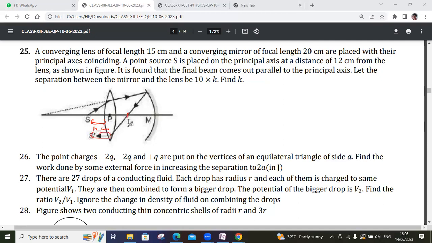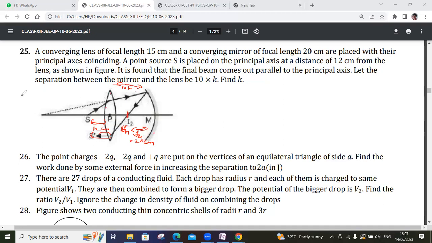So this is the mirror and this is the lens. This will be mirror's focal point, so this will be fm, which is 20 centimeters. This will be for sure, right? So then they are asking, let the separation between the mirror and the lens be 10K. So they are asking K. So how to find? See, for the mirror, image distance is understood, but what is object distance? Image of the lens will become object for the mirror.